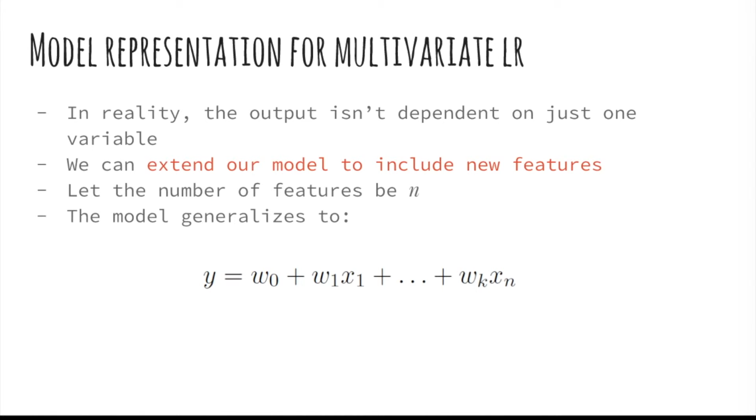Instead of just y equals w0 plus w1x, we now have a series of x's because of many different features, generalized to n features. Hence, our new hypothesis is y equals w0 plus w1x1, and so forth, adding successively until we reach wnxn, otherwise known as wkxn.